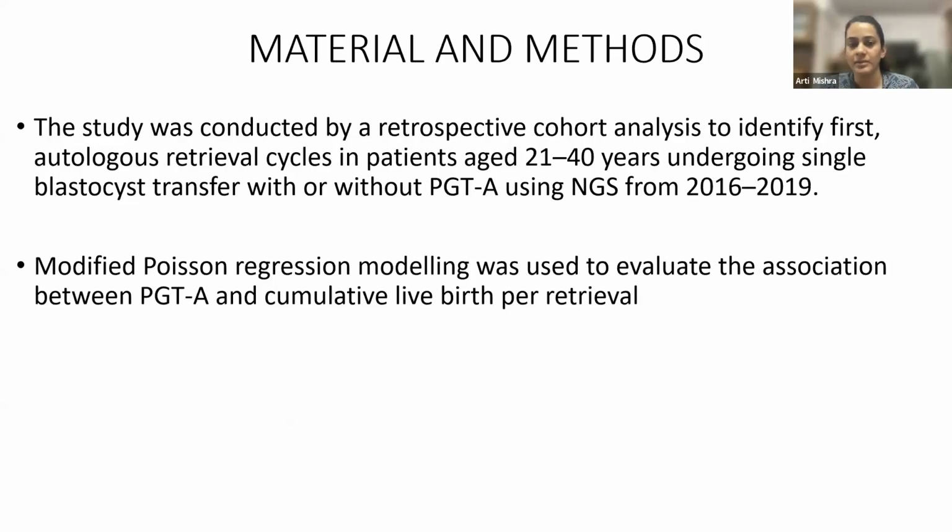The material and method used was a retrospective cohort study to identify first autologous cycles. This cohort analysis is done using SART data, in patients between 21 to 40 years undergoing single blastocyst transfer with or without PGTA using NGS from 2016 to 2019. A modified Poisson regression model was used to evaluate the association between PGTA and cumulative live birth rate per retrieval.